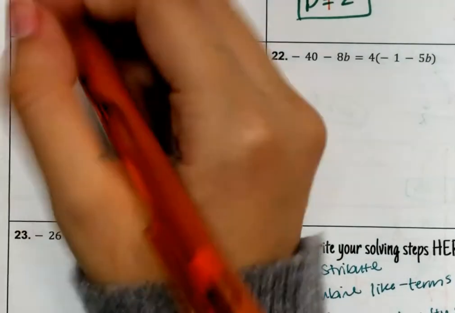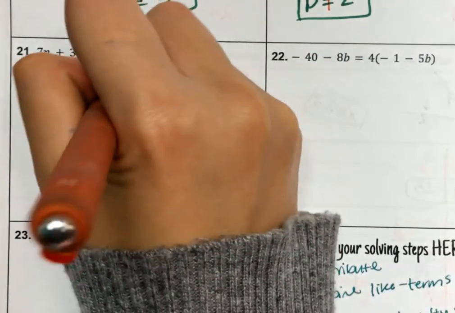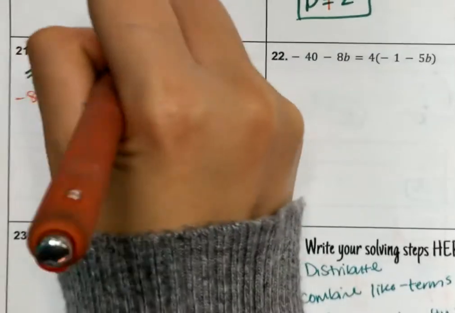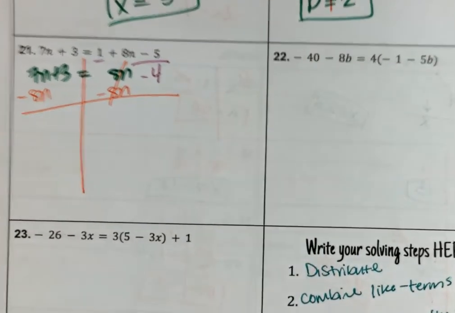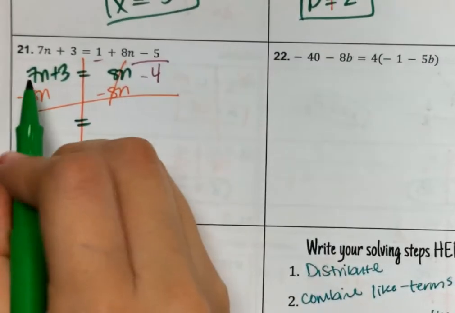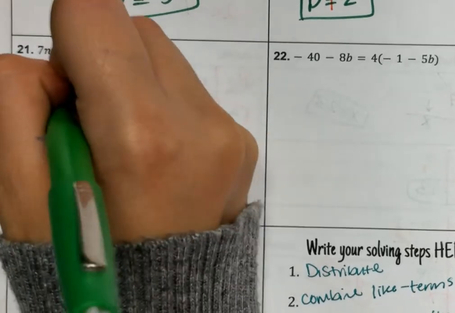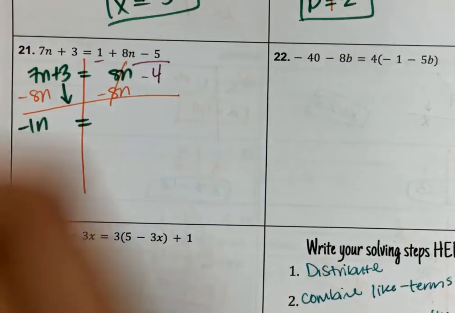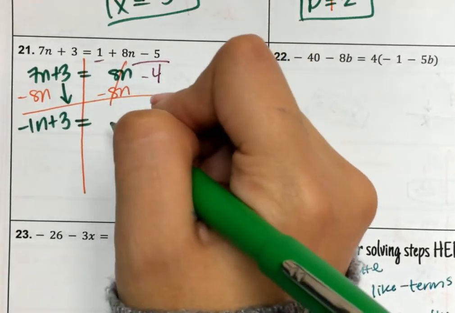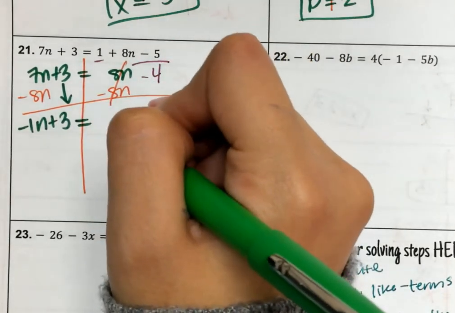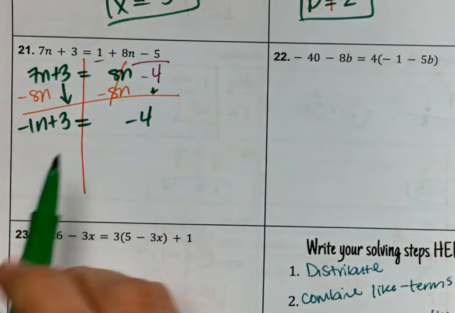Now I have to move my variable from the right to the left. So I'm going to do minus 8n, minus 8n. I can bring down my equal sign. 7n minus 8n is negative 1n. I didn't do anything to that plus 3, so I can bring it down. My 8s canceled out, so I do not bring it down. You don't have to write down the 0, and I can bring down my negative 4.